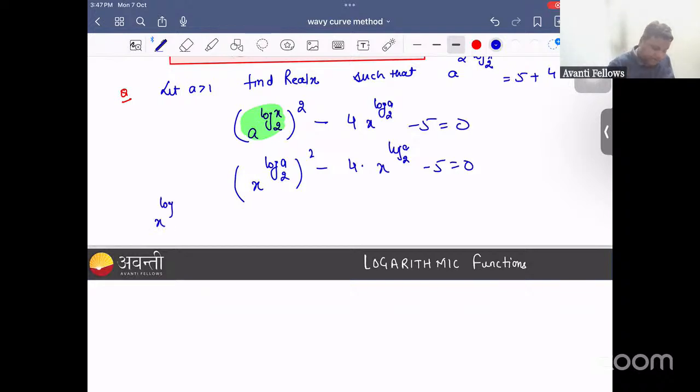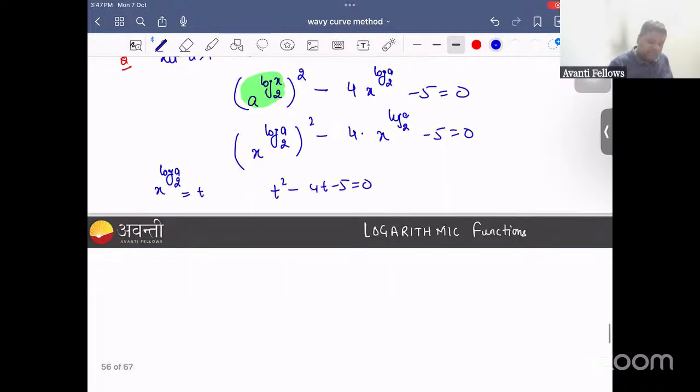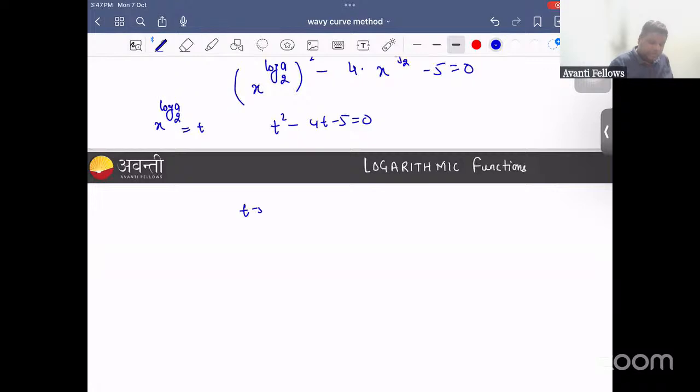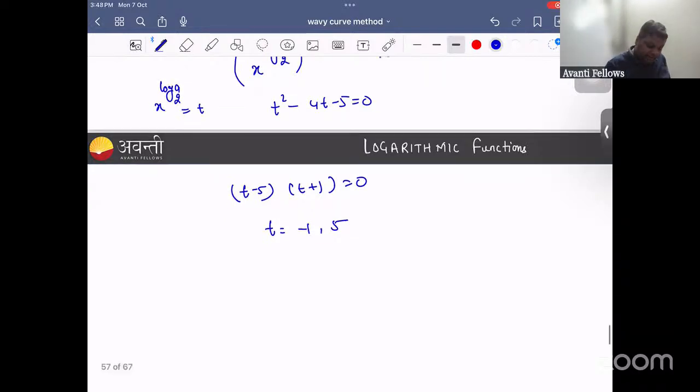Now let us assume x to the power log a base 2 is t. So t square minus 4t minus 5 equals 0. So it is (t minus 5)(t plus 1) equals 0. Am I correct? So t came minus 1 and 5. Means x to the power log a base 2 is minus 1 and 5.